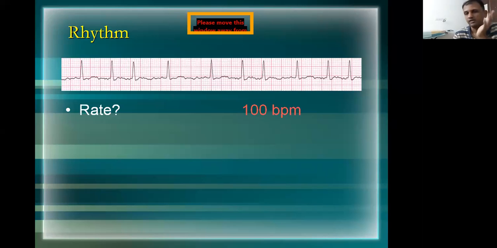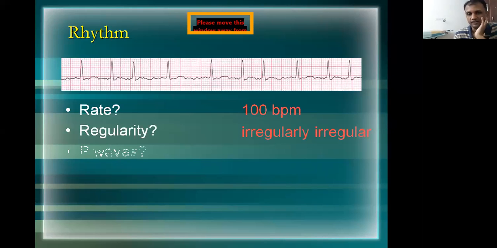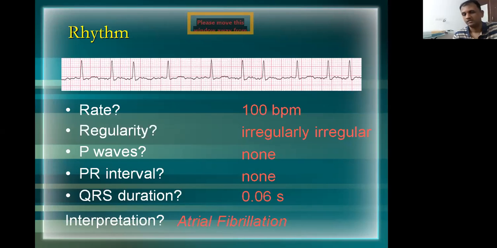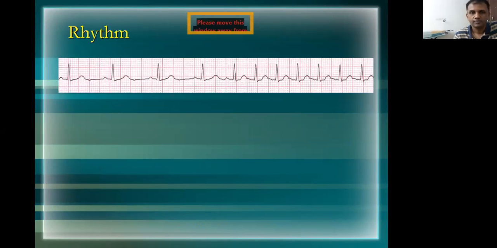So it's roughly about 100 beats per minute. Obviously it's irregularly irregular. You can't see the P waves. The PR interval is difficult because there's no P wave. You can't comment on the QRS duration, it's almost in the normal range. It's not slightly smaller, but it's not wide. So it's a case of atrial fibrillation.